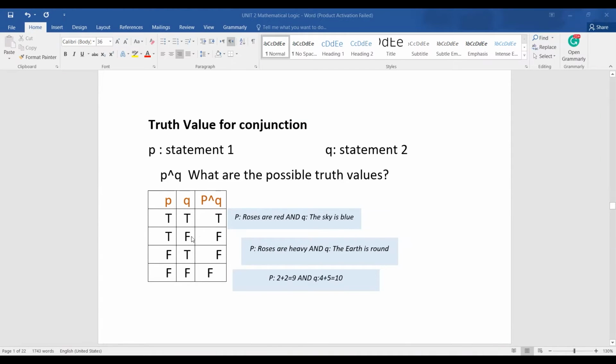Why? Because we are saying and. When the first one is true, then the second one also should be true. Otherwise, it will give us a false statement. For example, we have roses are heavy and the earth is round. This is false and true. Roses are heavy is false because roses are not heavy, they are light. And we have Q, the earth is round, which is true. So false and true is false, and the opposite, true and false, is false.